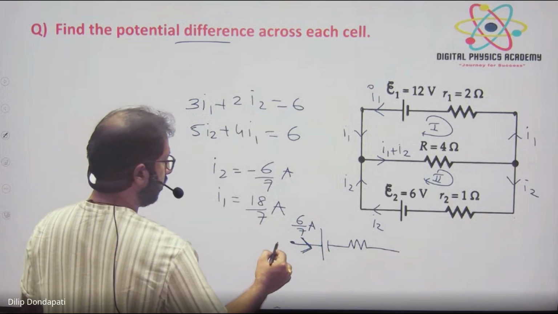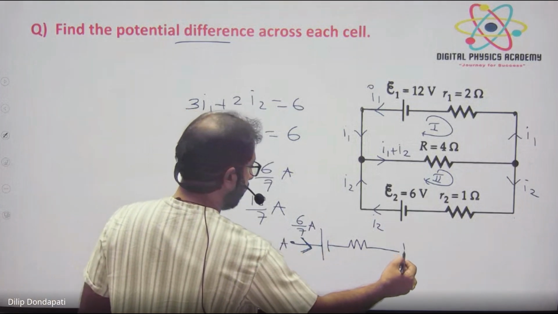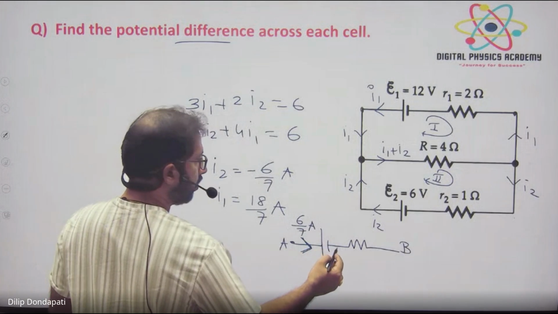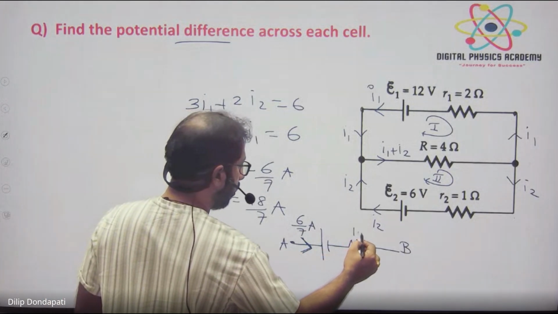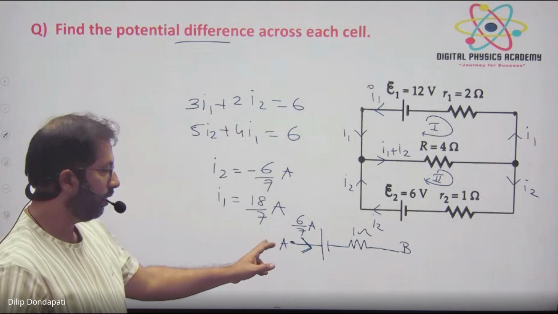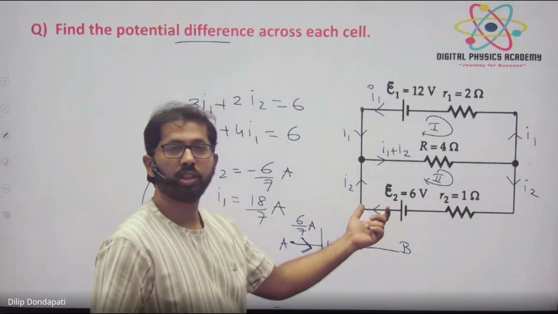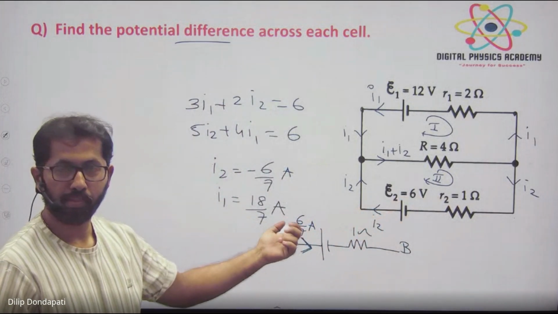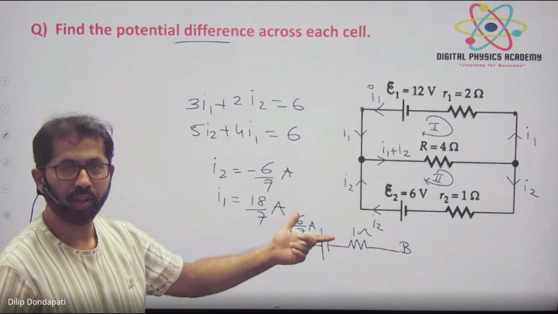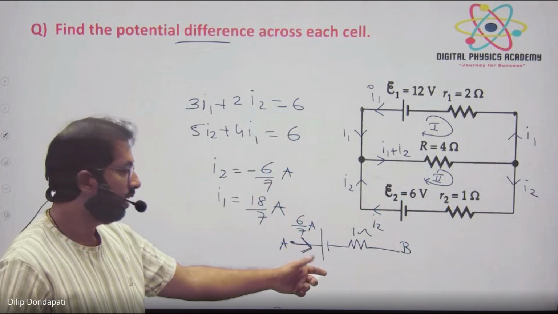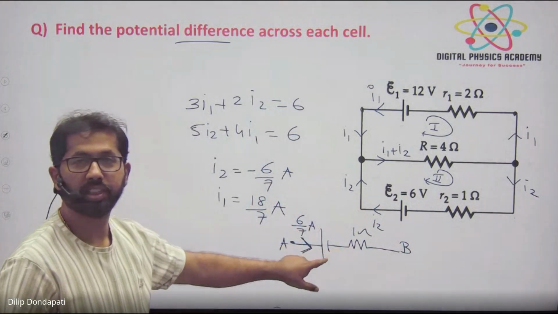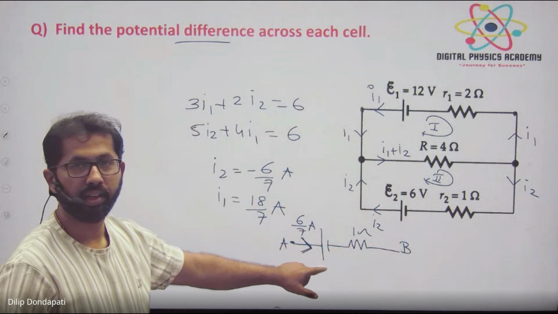Okay, suppose this is A and this is B. So plus minus internal resistance 1 ohm. Now find the potential difference. This is the internal resistance, right? How to find terminal voltage? Potential difference is nothing but terminal voltage only, right? What is the formula of terminal voltage? Is this charging or discharging in this case? Discharging?